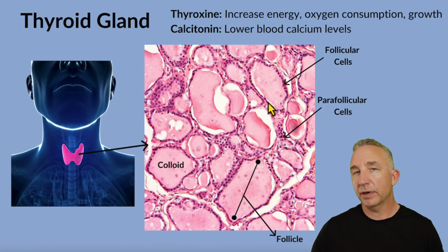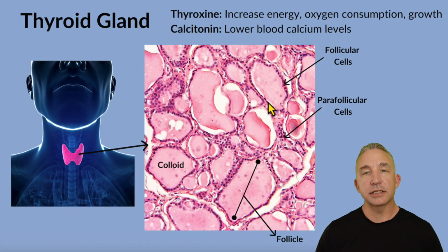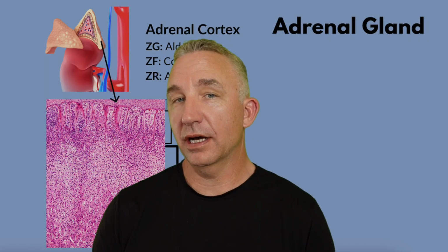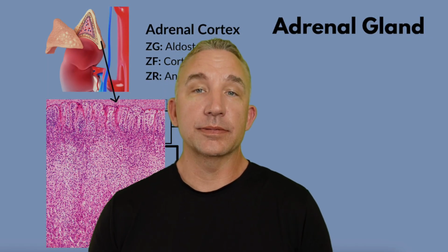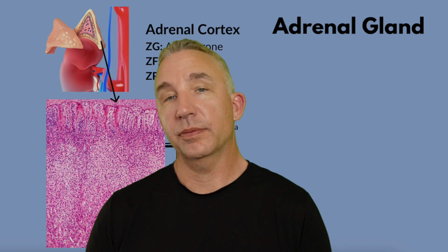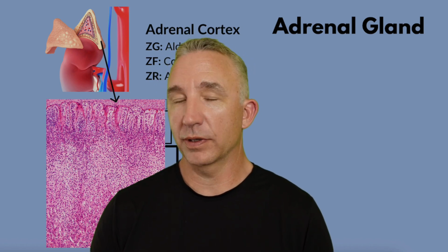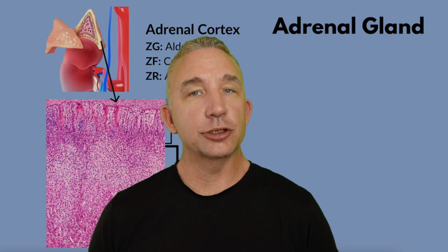So we focus primarily with thyroxine and calcitonin. These are the main hormones produced by the thyroid gland. We're covering the endocrine system, and we're focusing on the adrenal gland, specifically the outer cortex. Remember, the adrenal gland is on top of the kidneys. We call it the suprarenal gland as well, the adrenal gland, and it has two major regions.